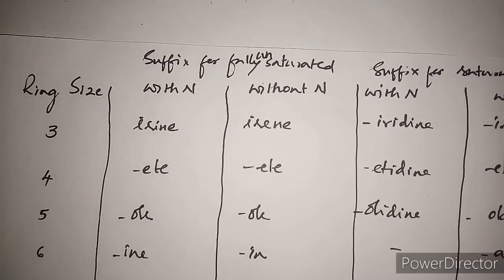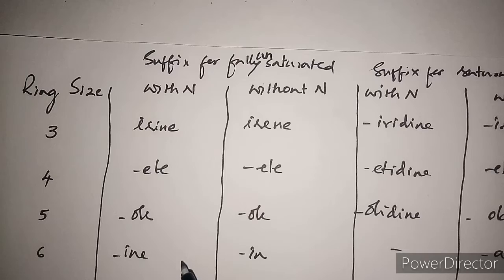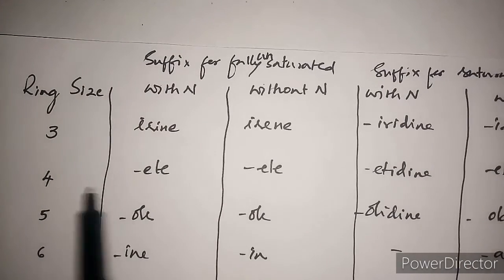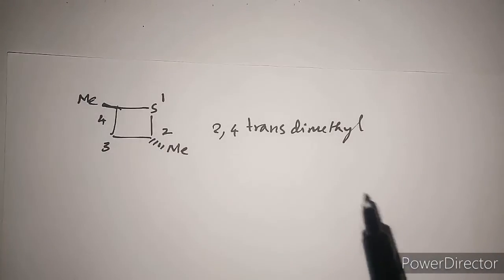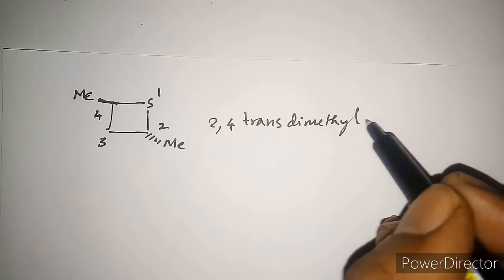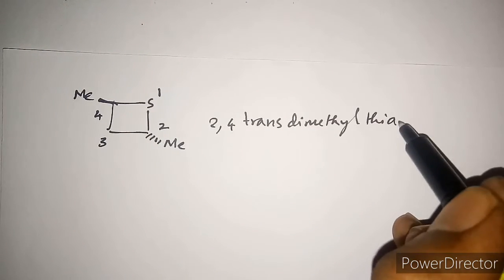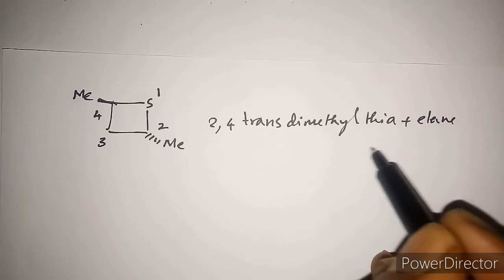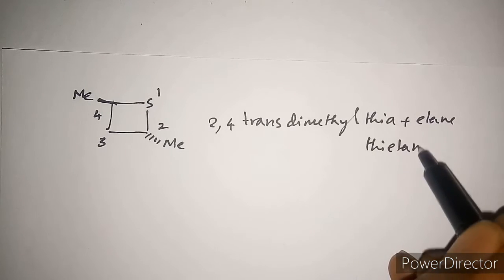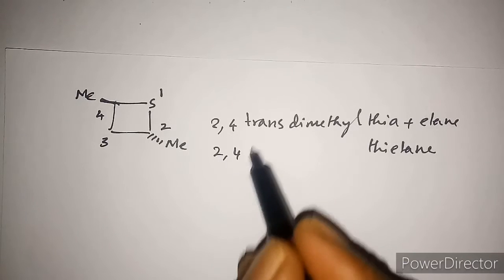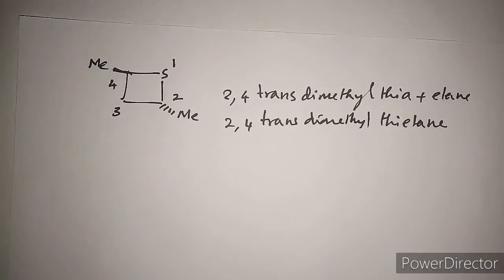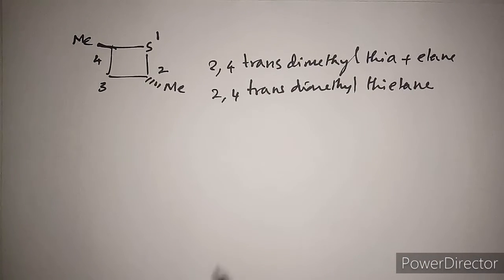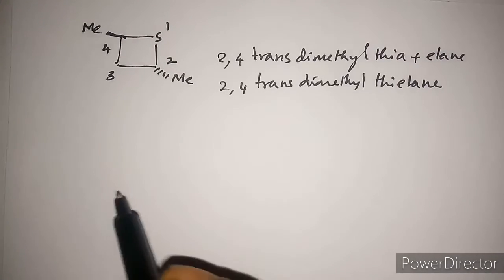Now we have a four-membered ring system without nitrogen, saturated, so we call it etane. With thia, thia plus etane, we get thietane, where the a is removed. So 2,4-trans-dimethylthietane is the name of that heterocyclic system.